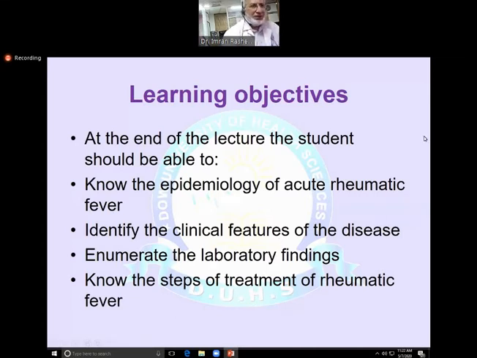The learning objectives of today's lecture are that at the end of the lecture, the student should be able to know the epidemiology of acute rheumatic fever. Second, the student should be able to identify the clinical features of the disease. Third, the student should be able to enumerate the laboratory findings in a patient with rheumatic fever. And the student should know the steps of treatment of rheumatic fever.